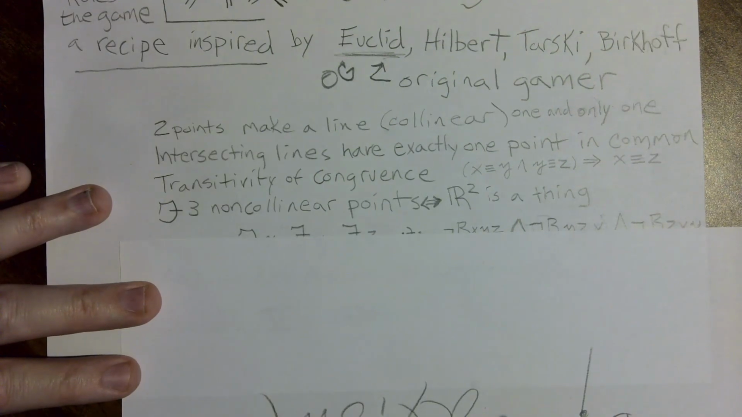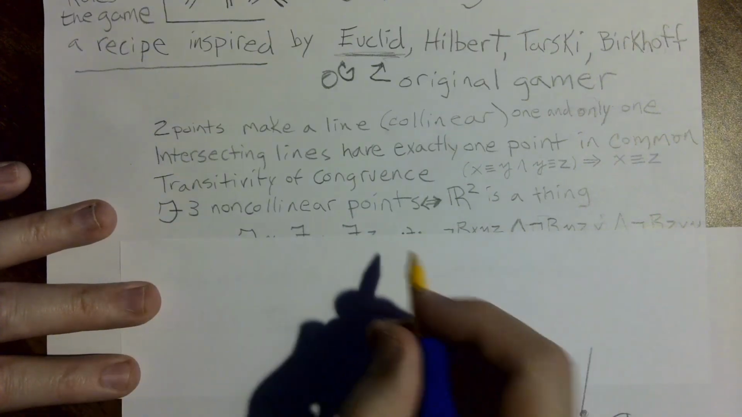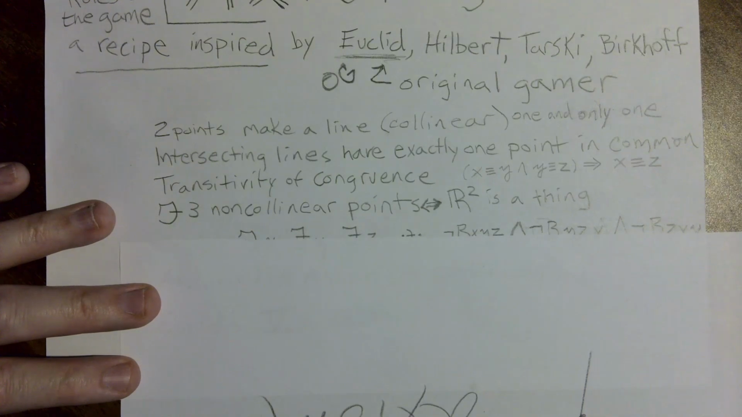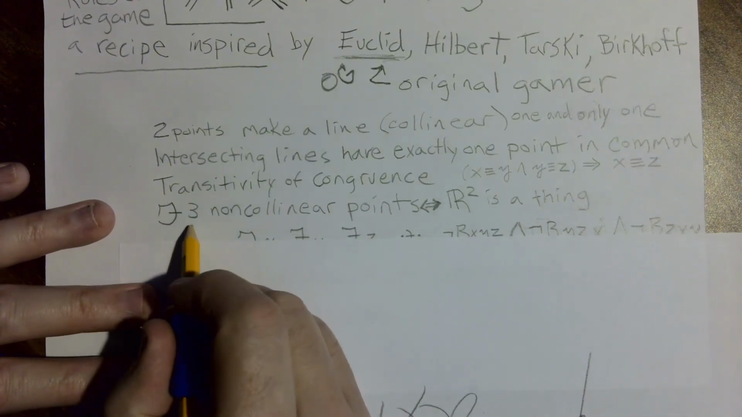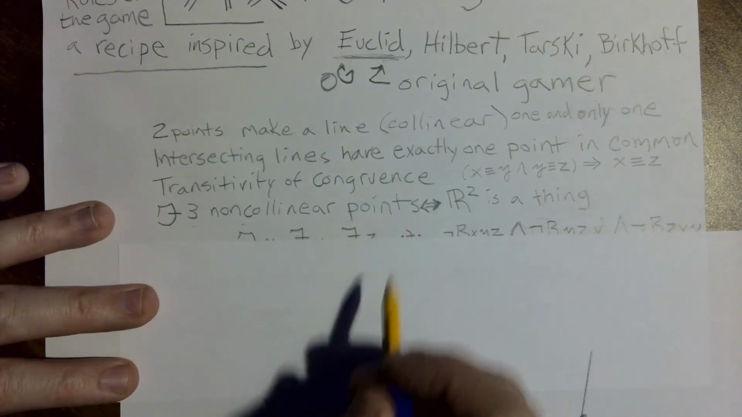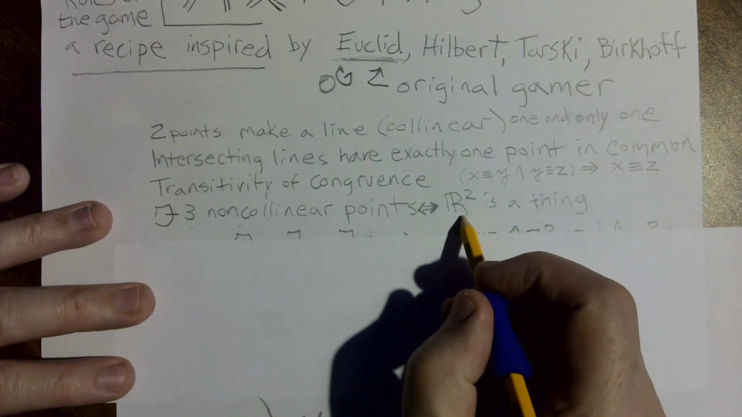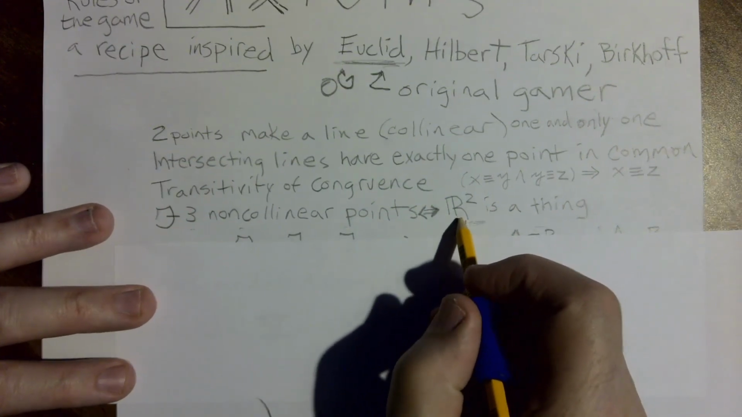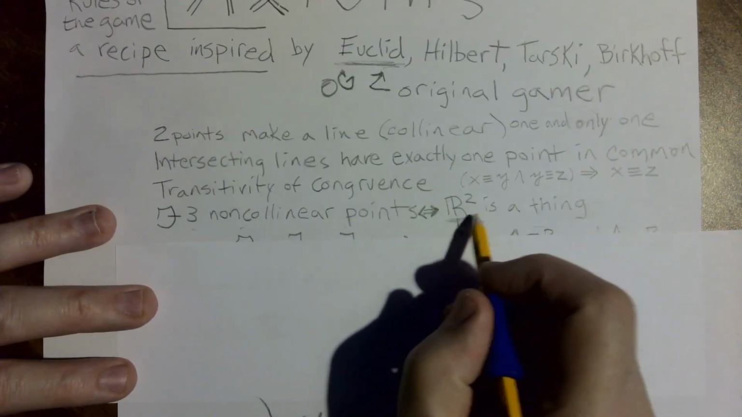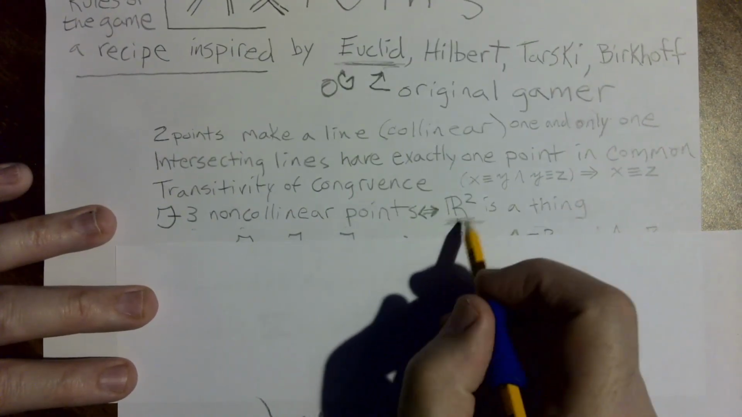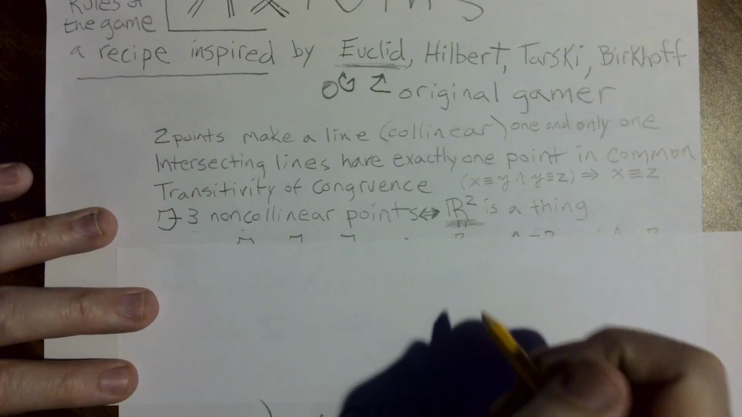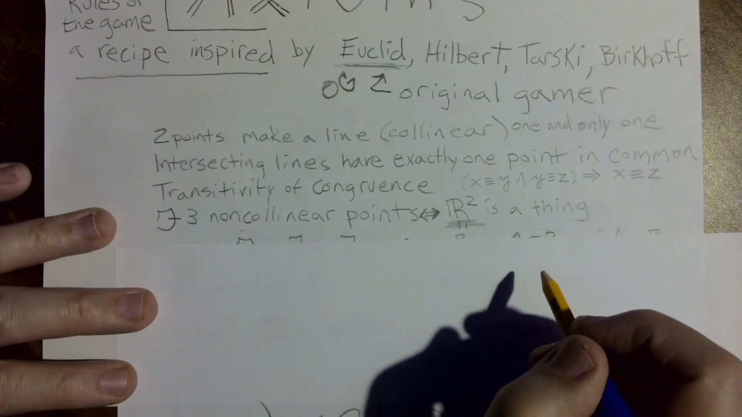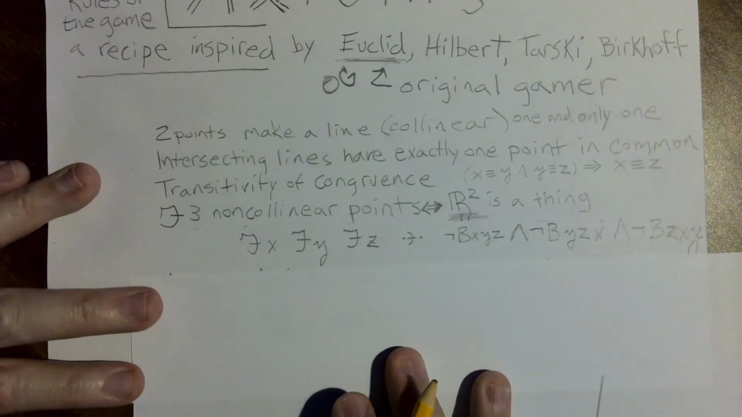Another important axiom is a statement that says a plane exists, there exist 3 non-collinear points. We're basically saying R2, the real number plane, the Cartesian plane, is a thing. A plane exists. There exist 3 non-collinear points.